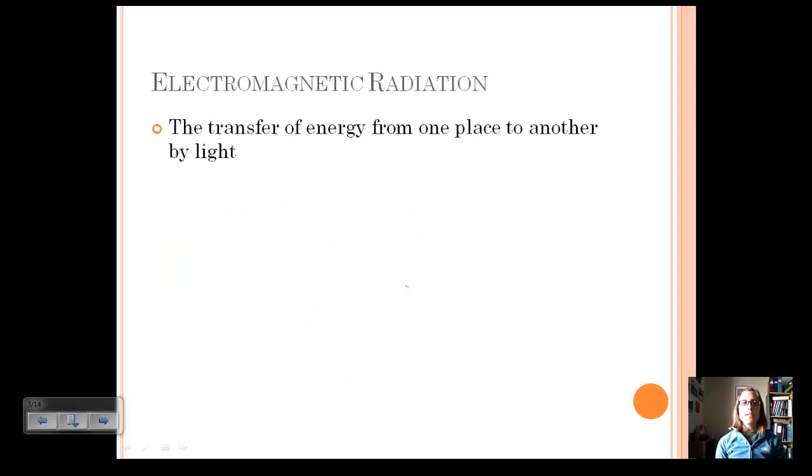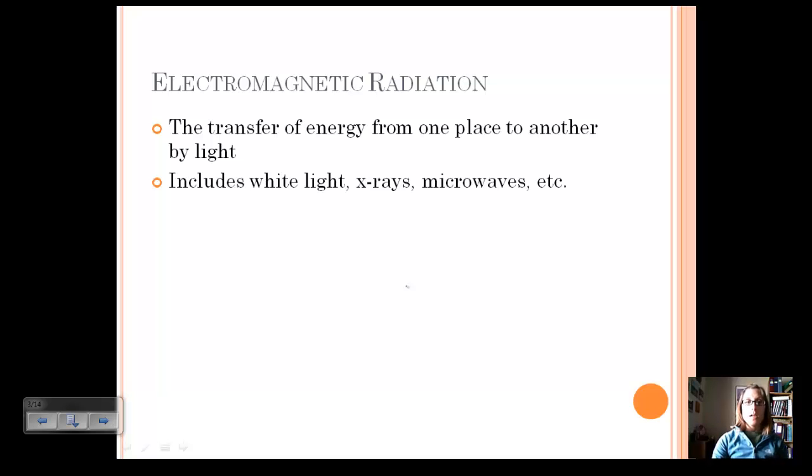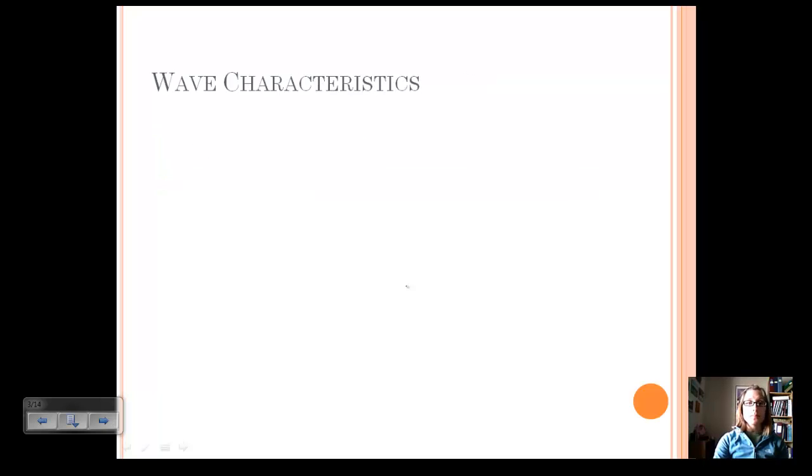Okay, so before we can talk about electrons, we need to talk about energy, because we know electrons are, for the most part, the source of energy in the atom. And so electromagnetic radiation is the transfer of energy from one place to another by light. Okay, and light can be lots of different things. It can be white light, like the visible light that we see, X-rays, microwaves, all different kinds of waves. Okay, and we're going to look at some properties of those.